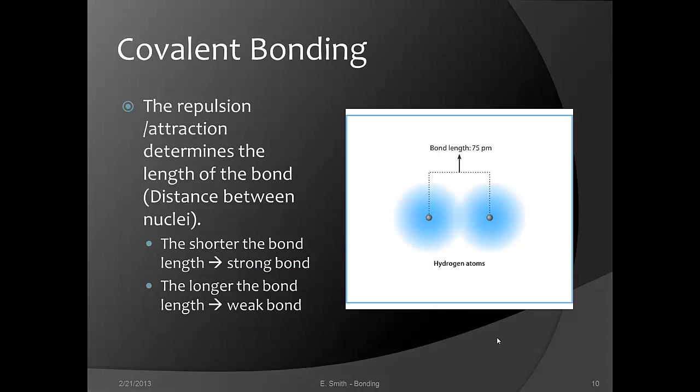Now, this attraction and repulsion will actually determine the length of the bond. So the way it works is the shorter the bond, and this comes down to also the size of the atom, the smaller the atom, the shorter the bond, the stronger the bond. The longer the bond, the weaker the bond. And that plays a big key role when we start talking about substances that are more reactive than others.